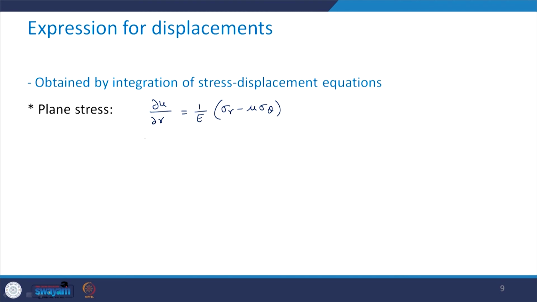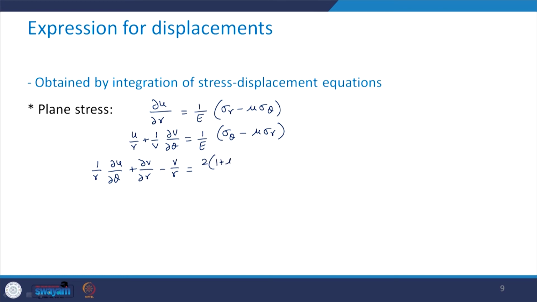That is the first one. Then we have u upon r plus 1 upon r del v del theta is equal to 1 upon E (sigma theta minus mu times sigma r). And then the last one we have as 1 upon r del u del theta plus del v del r minus v upon r is equal to 2 (1 plus mu) upon E into tau r theta. So, we take these as equation 11 A, B and C.